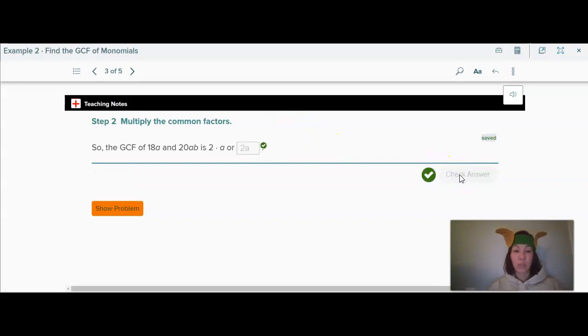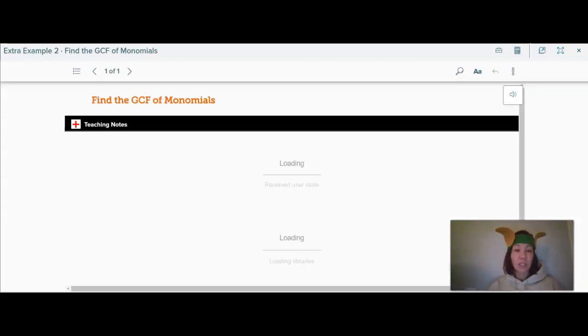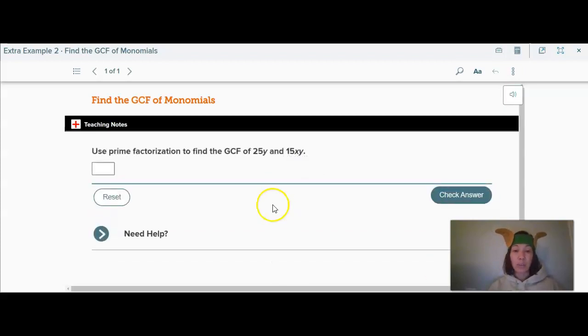Our GCF then would just be 2a here. Okay. So you can either list all the factors or you can find the prime factorization. Let's look at another example of this. If we want to find the GCF, again, you can use either method. So we can list all the factors or we can find the prime factorization.